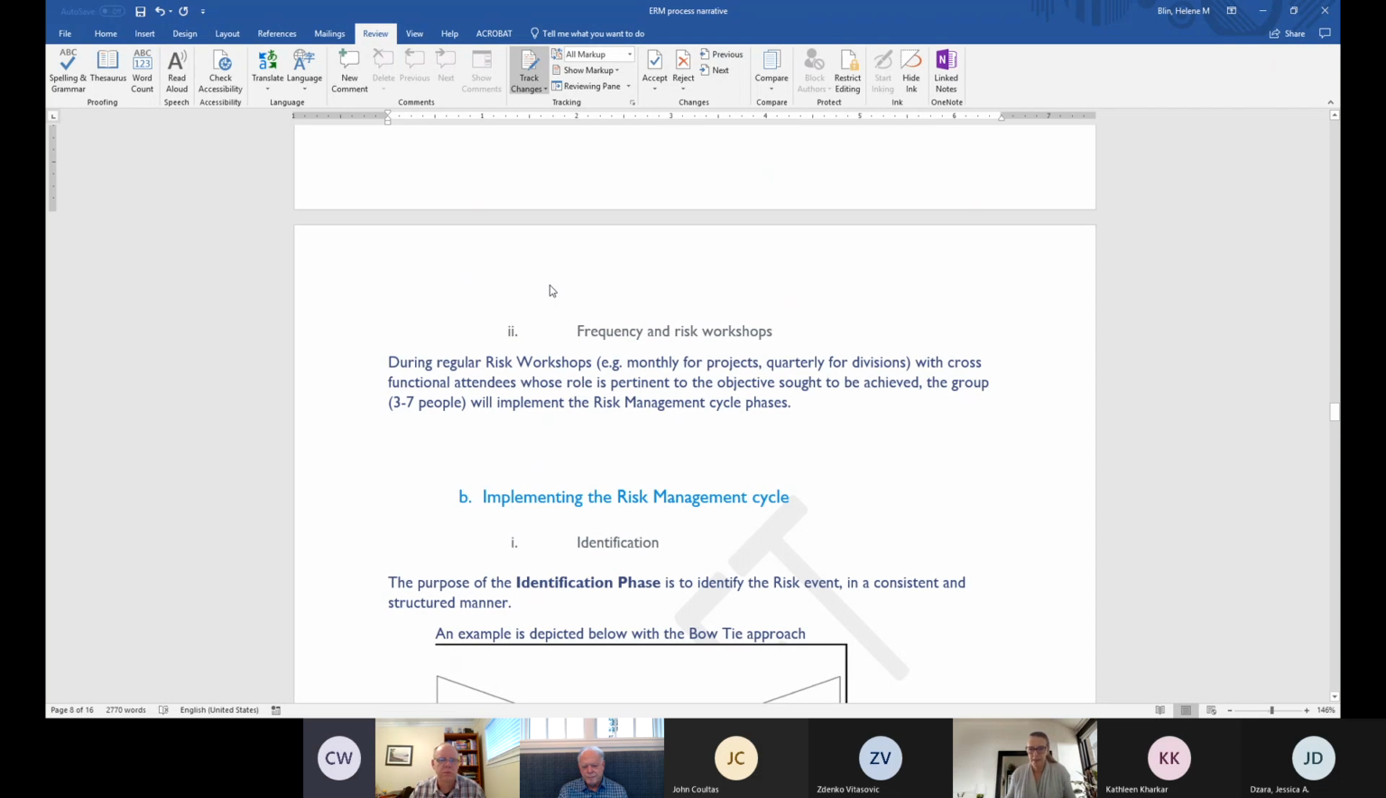And what is key, of course, here is cross-functional engagement. No risk officer can do risk management on his own or on her own in her office talking to nobody. I mean, that cannot happen. That just cannot happen.